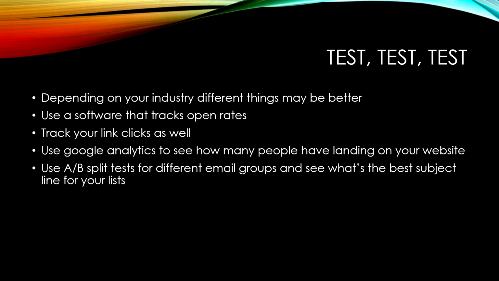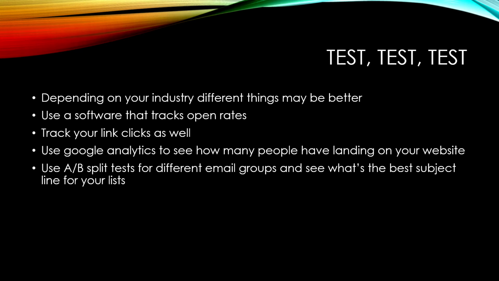And also the most important thing in the end is to test everything. Test everything, because depending on your industry, different things might be better. If you're using the software, track the open rates. If you're using the private server, same with Gmail, track the open rates with yet another mail merge. Track your links, track your clicks, track the traffic that comes to your website. Use Google Analytics because that's free. Just connect it with your website. See how many people landed on your website from an email campaign. If not enough, then you're doing something wrong with the subject line. The open rate is not as great.